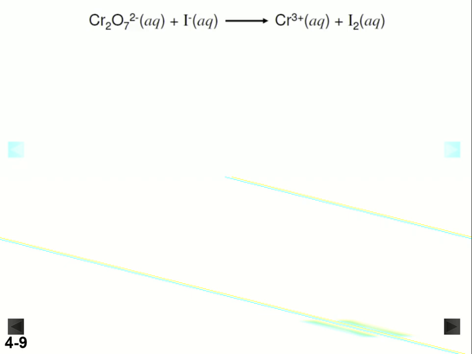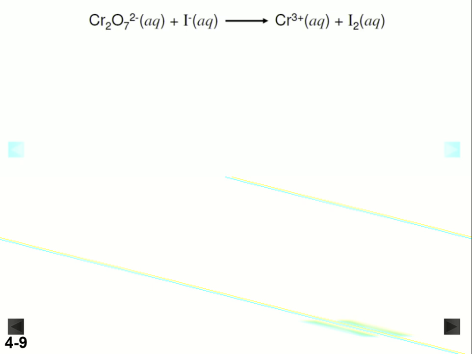Next, let's take this redox reaction. We have a species Cr2O7 2-. This is a polyatomic ion. It's known as dichromate. Dichromate reacts with iodide to form chromium 3 ion plus iodine.